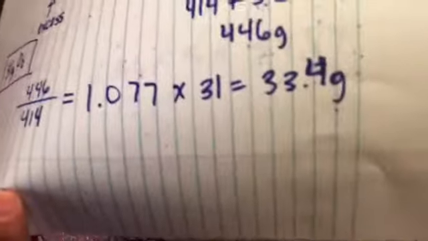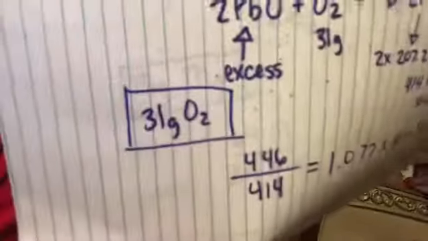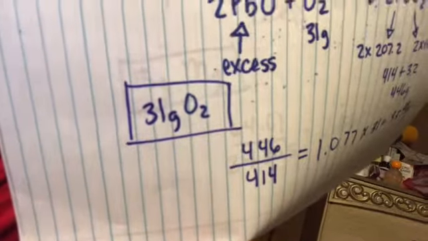And so whenever you divide that, that would be 1.077. And then you would multiply that by the number that they gave us from oxygen. And that equaled 33.4 grams for problem number 2.